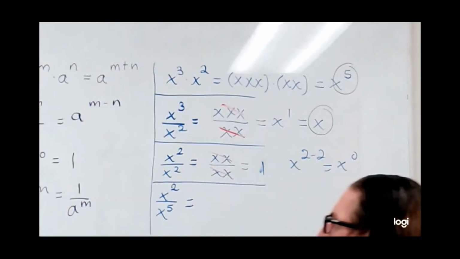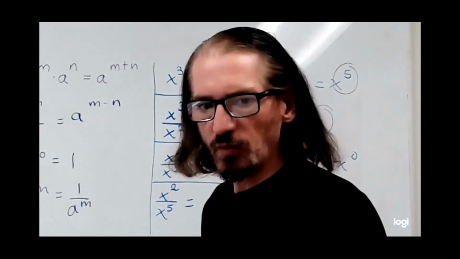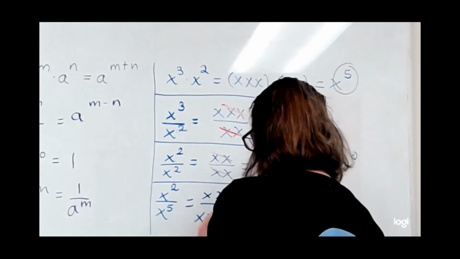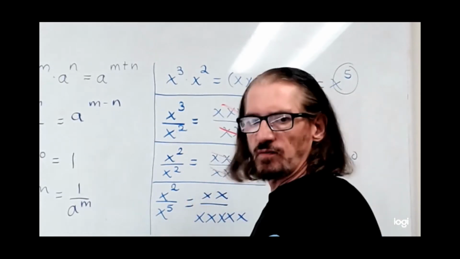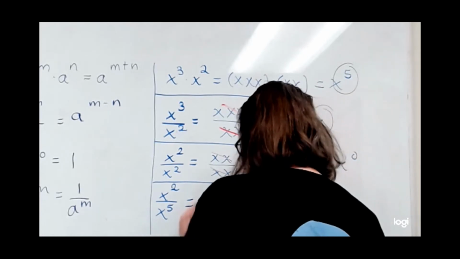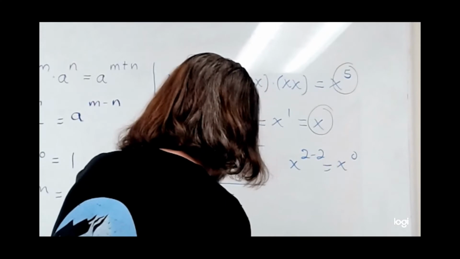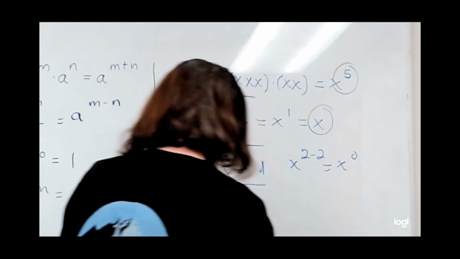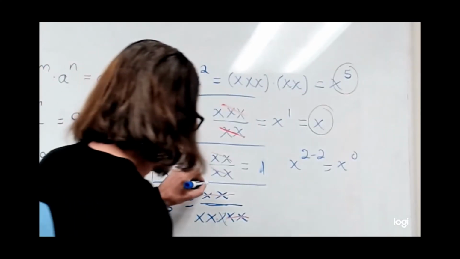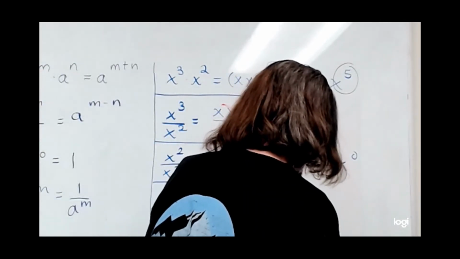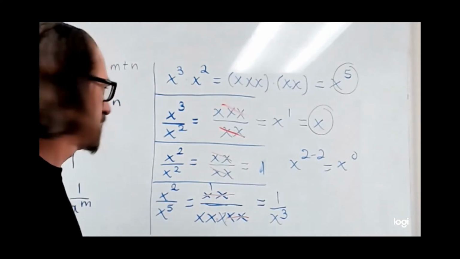All right, so then what if we applied the repeated multiplication idea to this one? 2 copies of x divided by 5 copies of x. You can cancel out 2 factors of x in the top and the bottom. It's going to leave us with a 1 in the numerator and 3 copies of x still in the denominator. So 1 over x cubed.